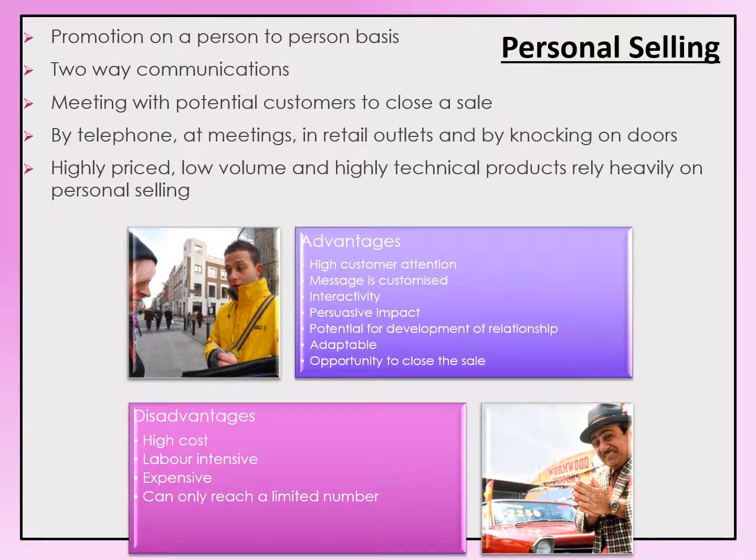Next, we've got personal selling. Now, this is promotion on a person-to-person basis, so it's two-way communication. It's you talking to someone else, meeting with potential customers to close a sale. So it could be by telephone, at meetings, in retail outlets, or by knocking on doors. So those people who come around, the Skywalkers who are trying to sell you Sky TV from door to door, give them a few minutes if you are looking for a deal. I used to do it, but they are the people who are going to try and actually sell that item to you.